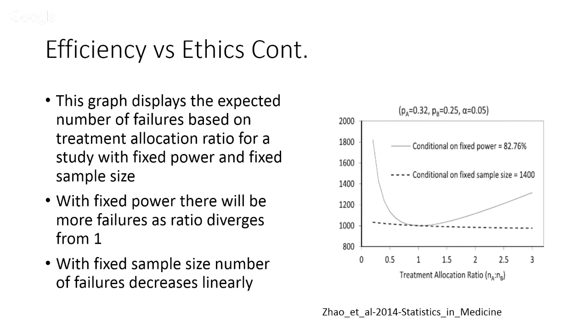The dotted line is conditional on the fixed sample size. Power is being lost as the ratio changes, and the number of failures is decreasing linearly as more patients are enrolled in the better performing arm, but it's not a very stark decrease. It's a slight linear decrease given the fixed sample size and the loss of power. I think these two figures display the struggle between ethical and statistical considerations very well.